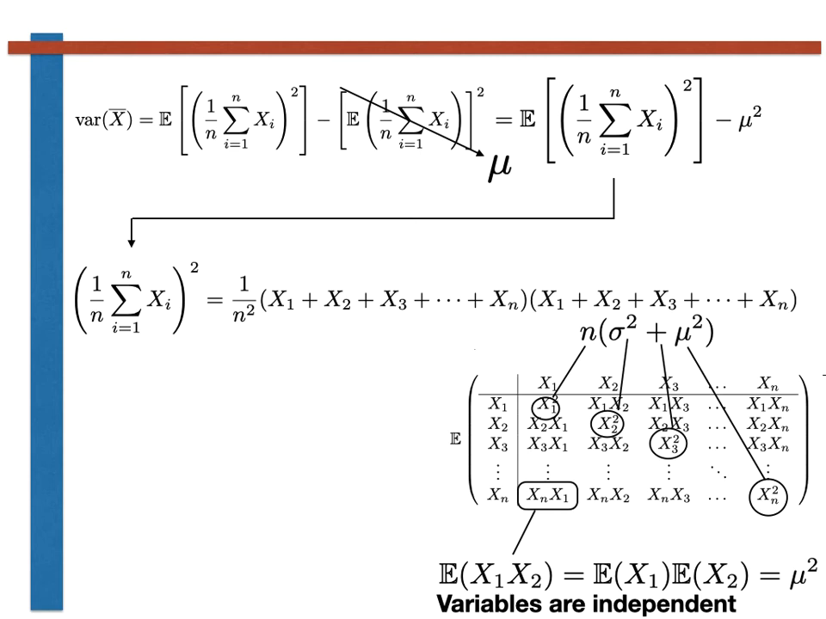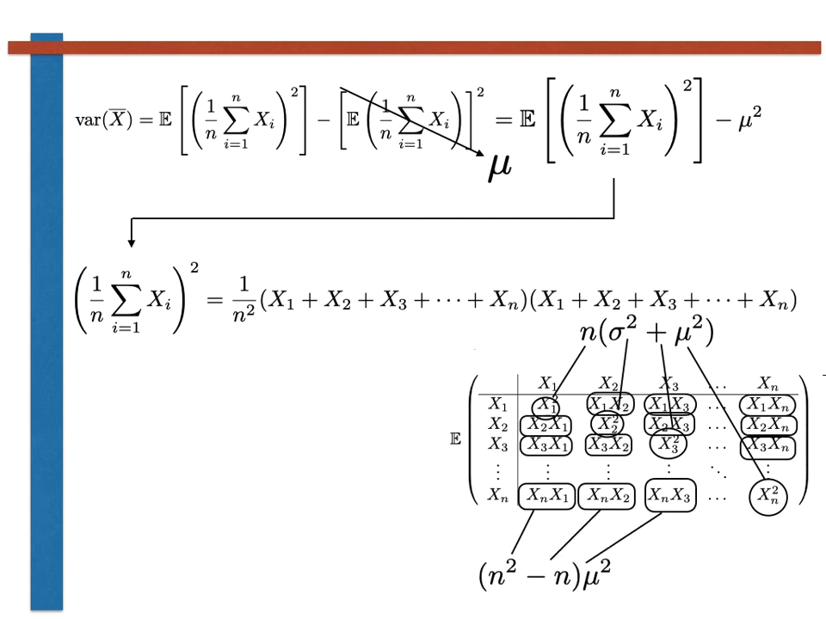Now notice that every term that is not on the diagonal is the same as this one. There are n squared elements in the table in total, n of them are on the diagonal, and thus n squared minus n must be off diagonal. The contribution of all the off diagonals to the final quantity is thus n squared minus n, all multiplied by mu squared.